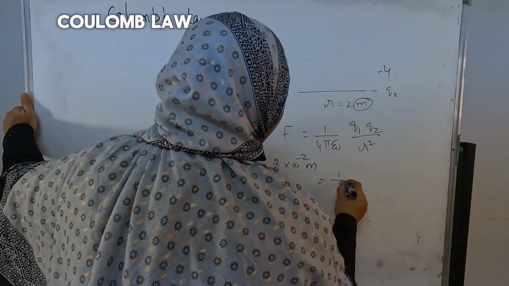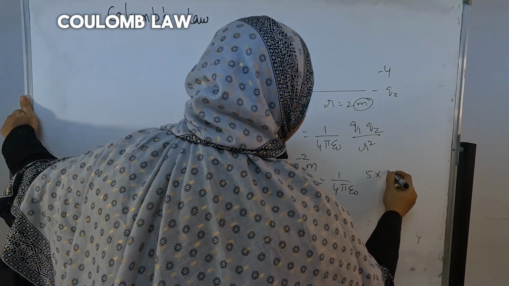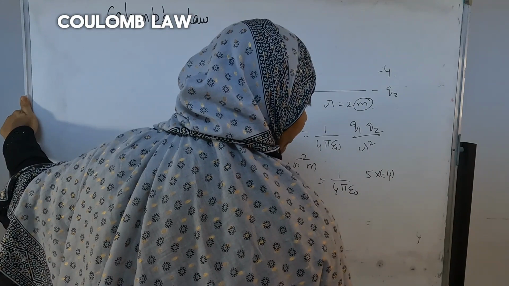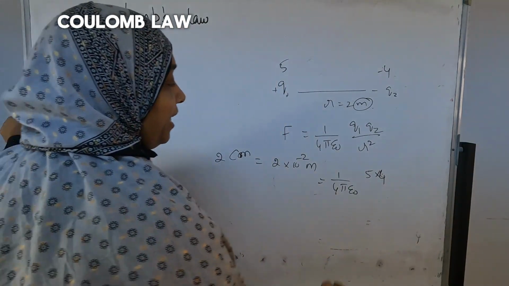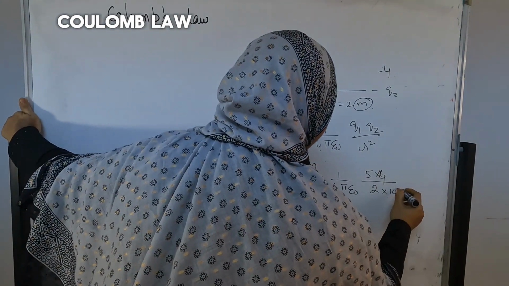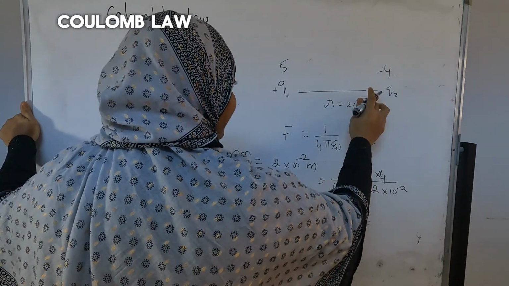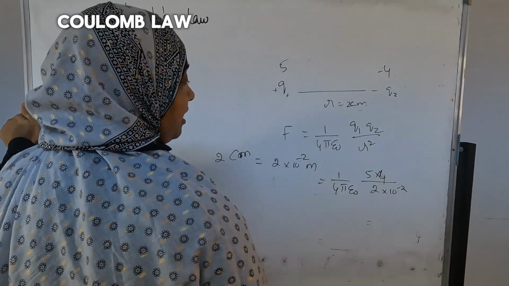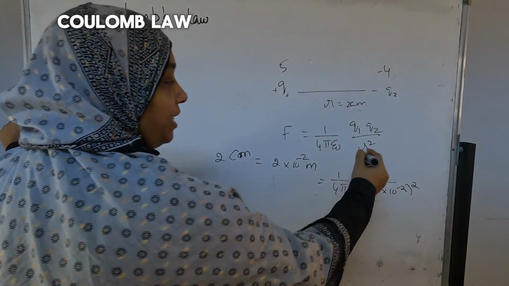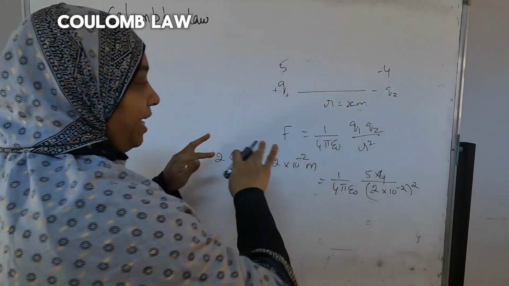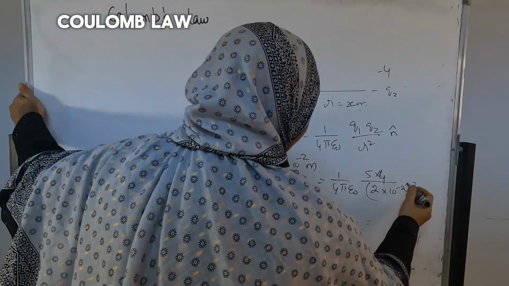Now we will do this: 1 by 4 pi epsilon naught, 5 into 4. Don't write minus 4. No need to write minus 4 because it is a vector, so only 4 is enough. By 2 into 10 power minus 2, the whole square. But here we kept it in meter only, no? 2 centimeter gives 2 into 10 power minus 2. And what is the n cap? N cap represents the direction. It is the attractive force.